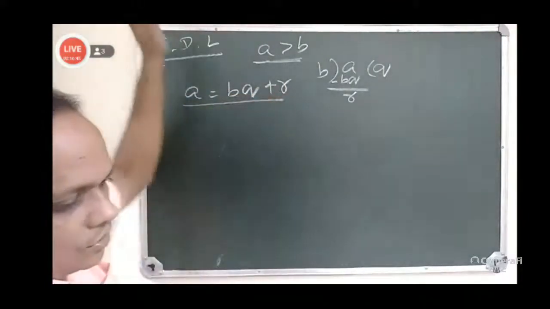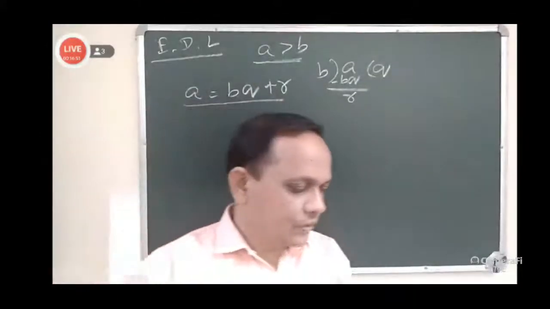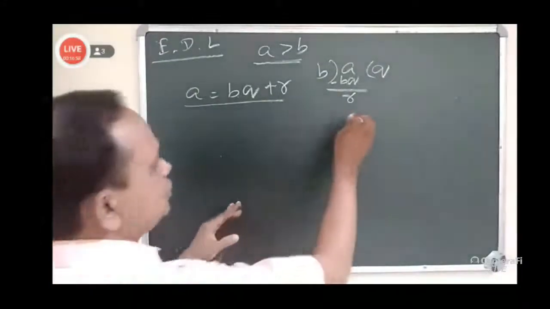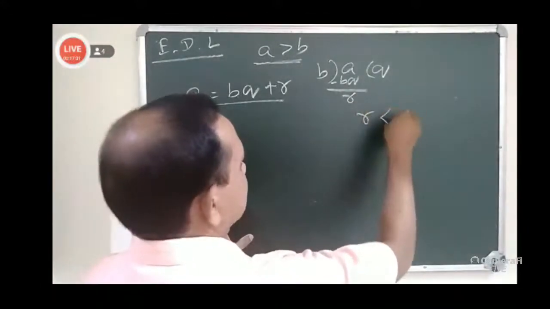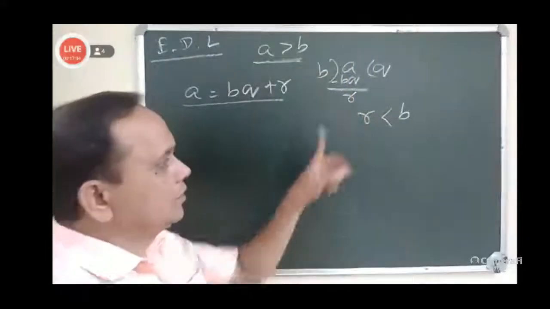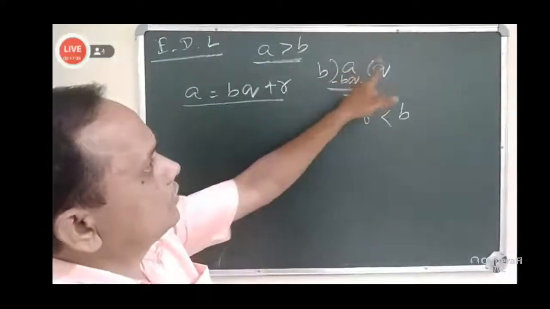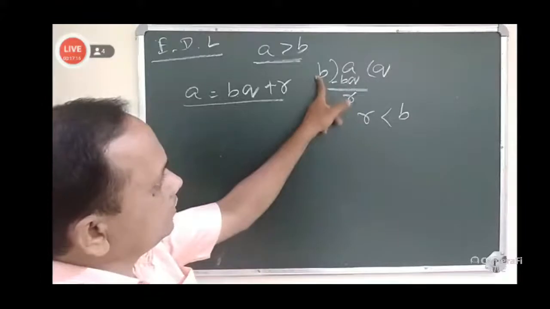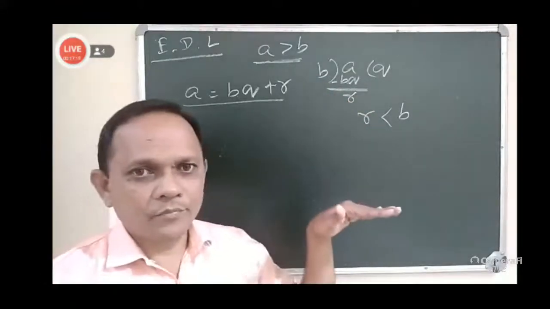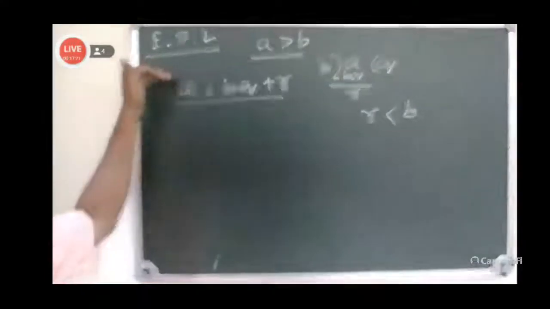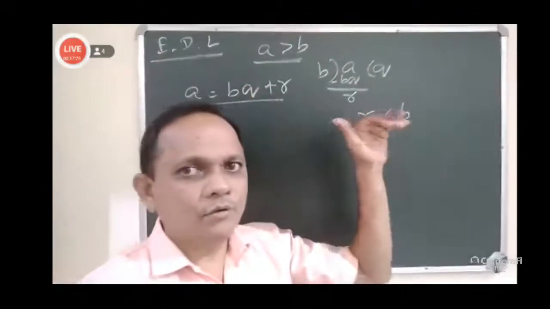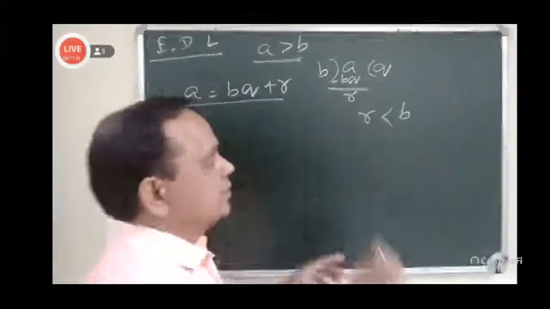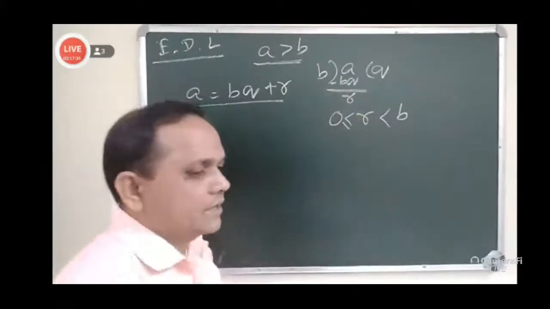This is called Euclid's division lemma, where we have to keep in mind that R is less than B. When R is greater than B, we take another division step. When the remainder R is less than B, the division process stops. So 0 is less than or equal to R, which is less than B.